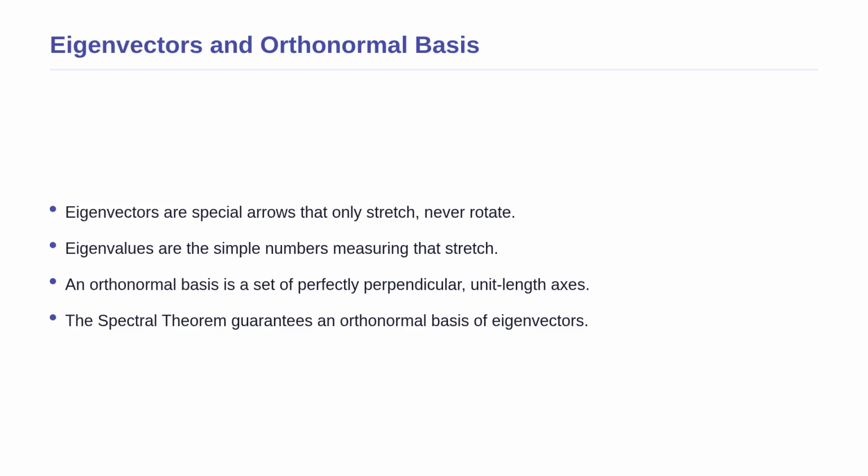The spectral theorem makes a massive guarantee. If a matrix with real numbers is symmetric, you can always find a complete set of perfectly perpendicular axes, each with a length of exactly 1, made entirely of its eigenvectors. This is called an orthonormal basis.